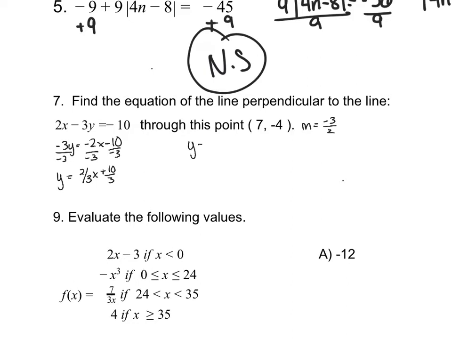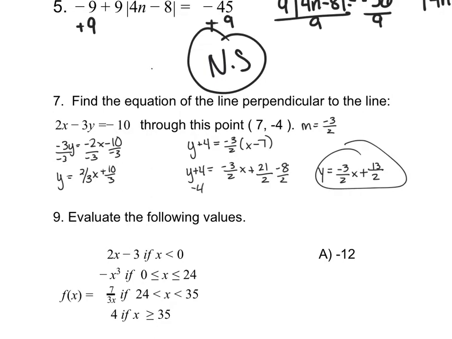So y minus y1 equals my slope times x minus x1. So y plus 4 equals, distribute. All right, we're going to minus 4. We're going to subtract it as 8 over 2. So y equals negative 3 over 2x plus 13 over 2.